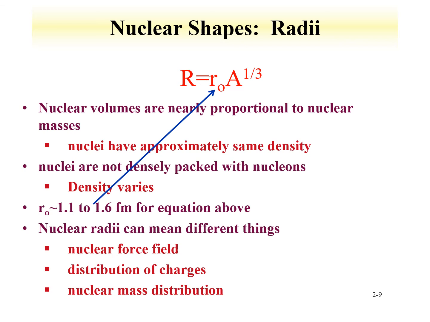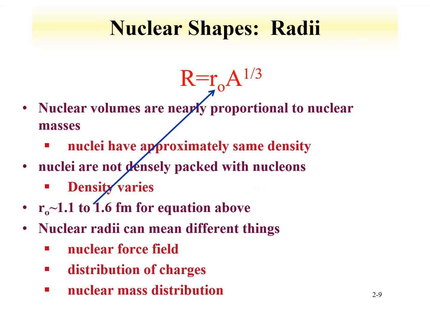What it actually turns out is that nuclei are not densely packed with nucleons, that packing varies, so the density is going to vary. So we have an equation that talks about the radii, and it's pretty simple. There's a constant times A to the 1/3. So as I add more neutrons and protons, the radii is going to increase. But what it increases by, this term R naught, can vary from 1.1 to 1.6 femtometers for the equation above. So that variation has to do with the areas and type of isotopes that are examined.